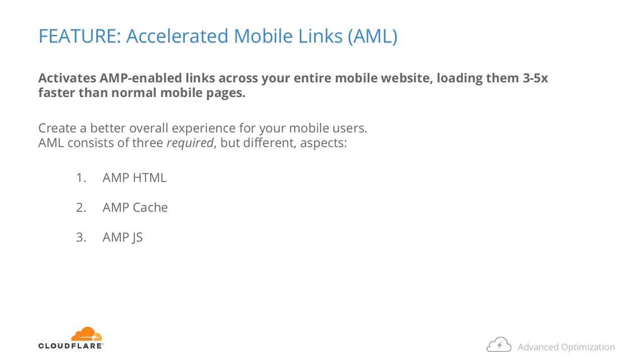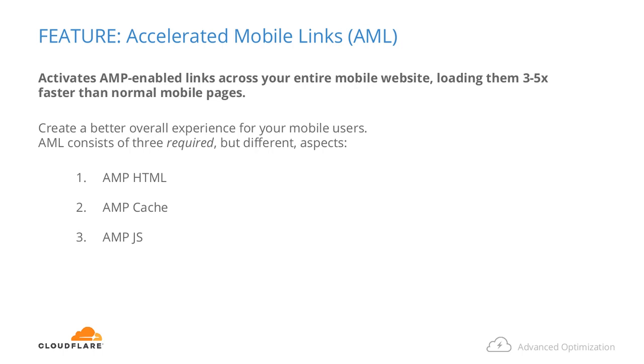Accelerated mobile links, or AML, is powered by AMP technology, which activates AMP-enabled third-party links across your entire mobile website. This allows your site to load these external AMP-enabled pages 3 to 5 times faster than normal mobile pages. So this means, again, a snappier and better overall experience for your mobile users. AML consists of 3 different aspects: the AMP HTML, the AMP JS, which is JavaScript, as well as the AMP cache. AML can be enabled in the speed section on your Cloudflare dashboard and can be turned on globally for your whole domain, or it can be enabled for just individual subdomains.